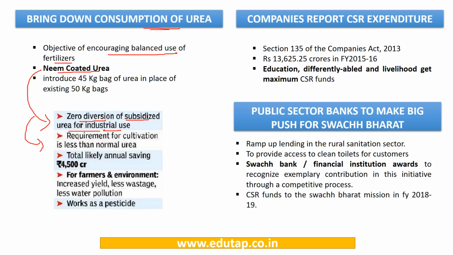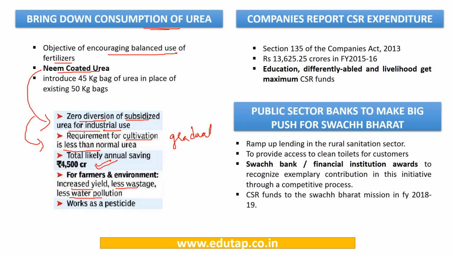Secondly, the requirement of urea for cultivation of crops has decreased from the normal utilization, because in neem coated urea the release of urea to the plants is gradual as compared to the non neem coated urea. So it will basically help in increasing the savings of government in terms of subsidy to the farmers for urea. It would also help in increasing the yield, lessening the wastage and lessening the water pollution as well.